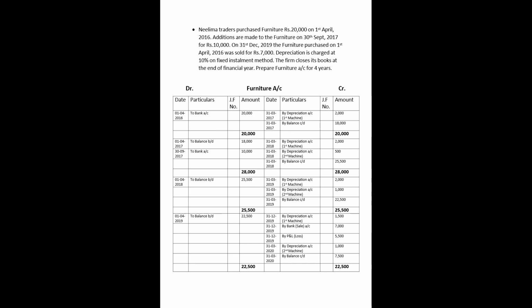Nilima Traders purchased furniture rupees 20,000 on 1st April 2016. Additions are made to the furniture on 30th September 2017 for rupees 10,000. On 31st December 2019, the furniture purchased on 1st April 2016 was sold for rupees 7,000. Depreciation is charged at 10% on fixed installment method. The firm closes its books at the end of financial year. Prepare furniture account for 4 years.